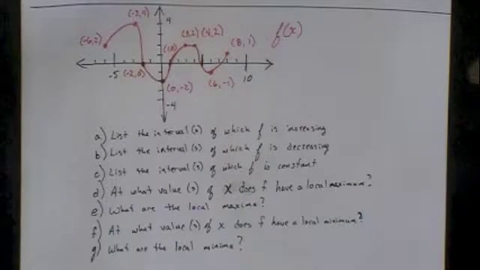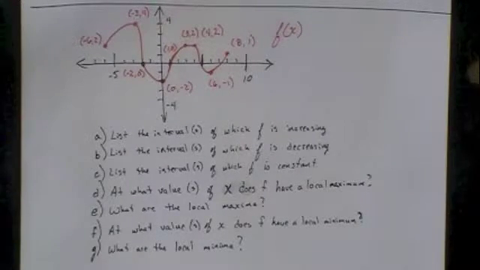So for A, the question asks us to list the interval or intervals of which f is increasing. For B, we're listing the interval or intervals of which f is decreasing. For C, list the interval or intervals of which f is constant. D, at what value or values of x does f have a local maximum? E, what are the local maxima?